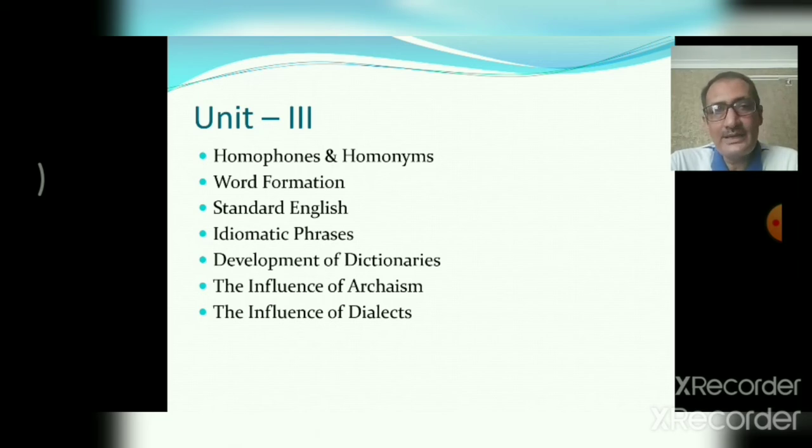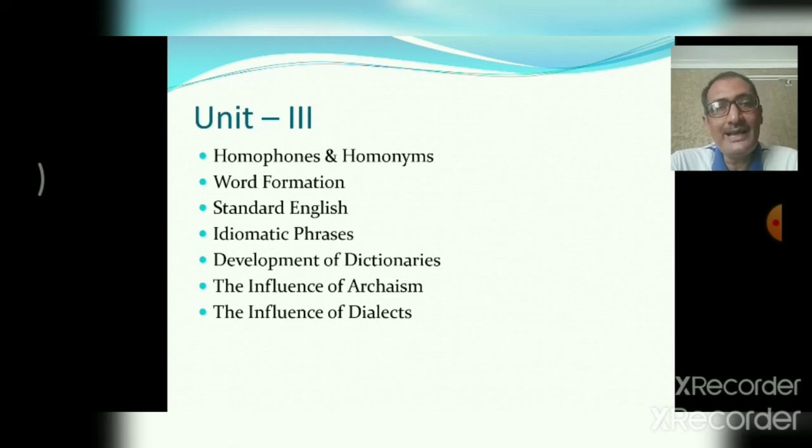Next one is influence of archaism. Though we are running towards modernity, and we can say now we are through postmodernism and ahead, but even during different phases of history, we find the use of old words in language, and this usage of old or archaic words is called influence of archaism, wherein we find how these old or archaic words are used in our language, especially in literary works.